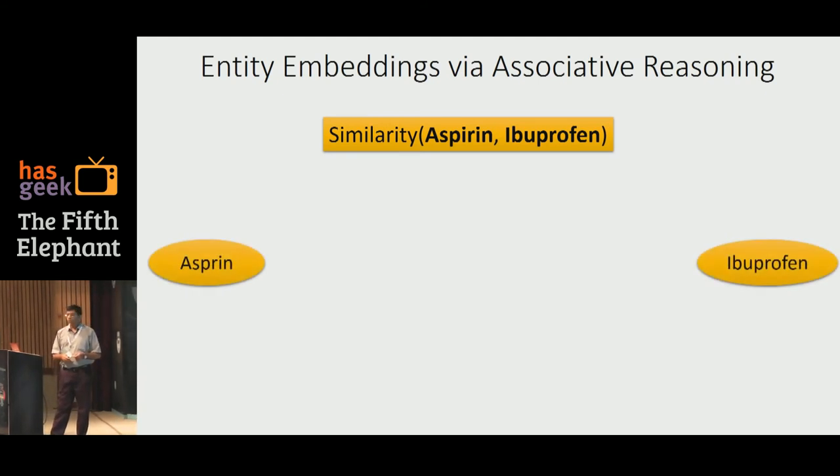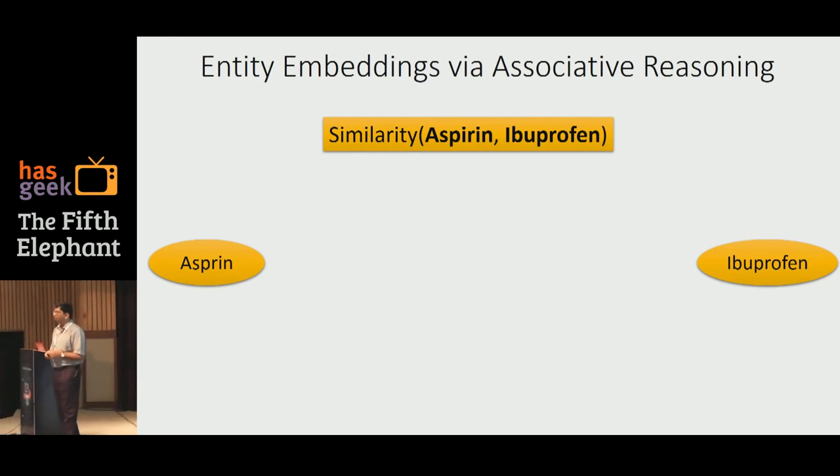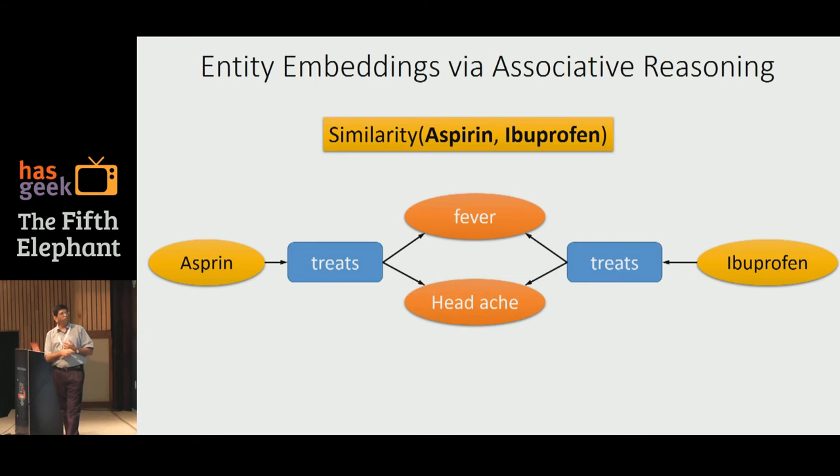So, any ideas? We do the same thing that we do with text, except now the idea of context is different. We ask, what does aspirin do? Aspirin is a node in a knowledge graph. It has a relationship with some other entities. This has a relationship with some other entities. And because of this, this is similar to this. So the idea of context in a knowledge graph can be thought of as, can you find similar context and then say these two are similar?